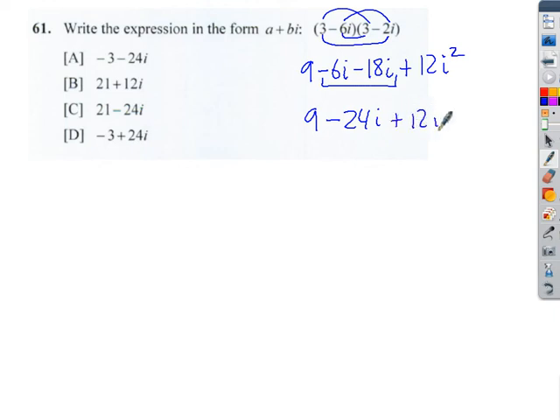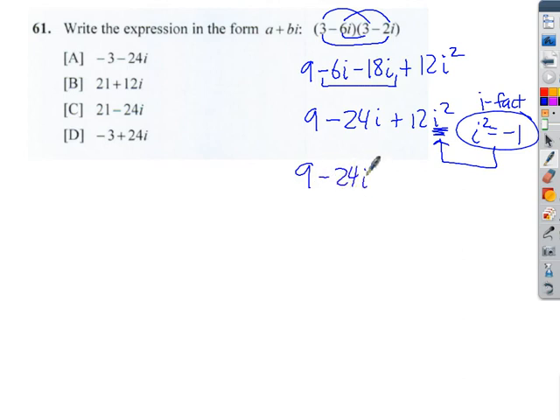Now here's where it's just a little bit different. Just a minute ago we had defined i squared as being equal to -1. So that's what I call an i fact. If you know that, then you can use that to your advantage here. We're just going to replace i squared with -1. So now we have 9 minus 24i plus 12 times -1.